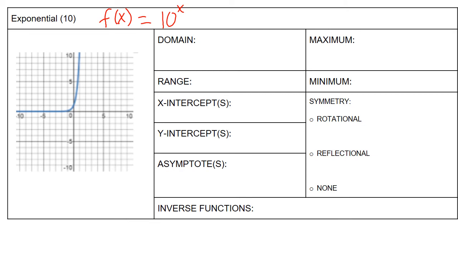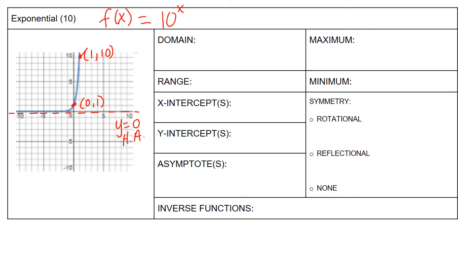Okay, notice here how I still have 0, 1. I also have on here 1, 10. My asymptote is still at y equals 0. Can you see that? So, looking at all of this, do you see why all the other properties are going to stay the same?